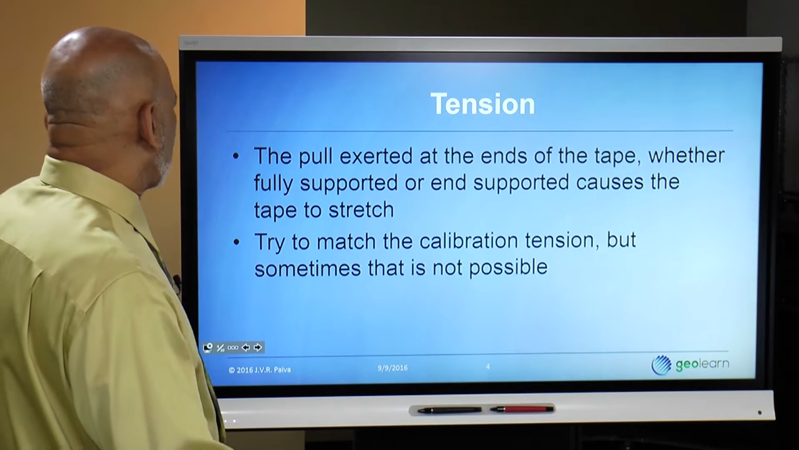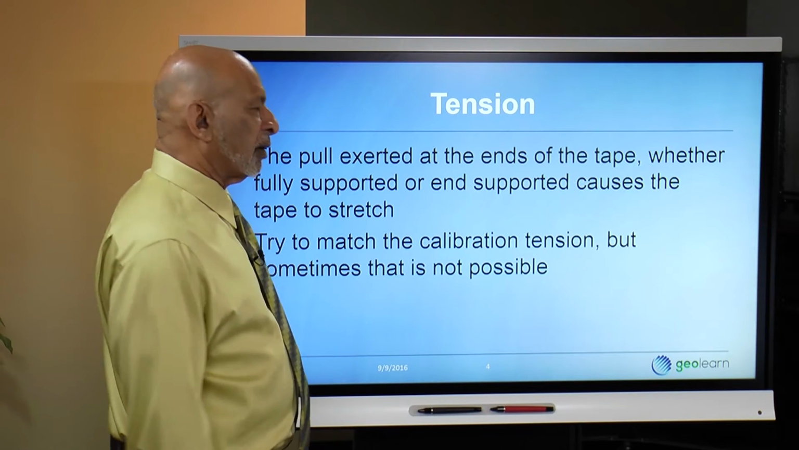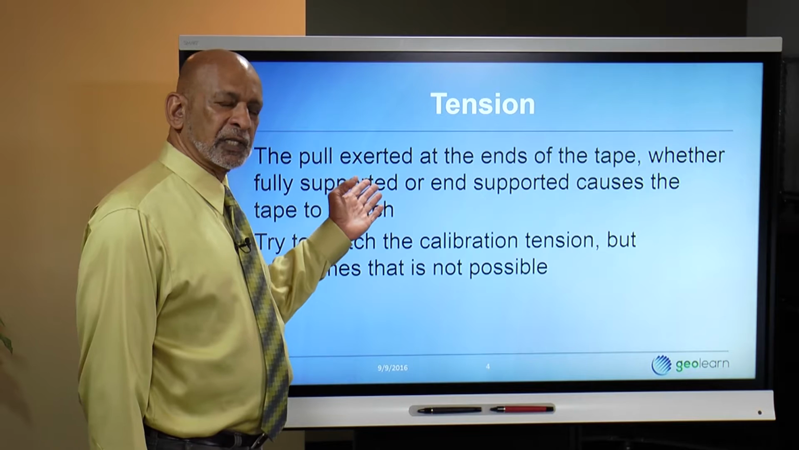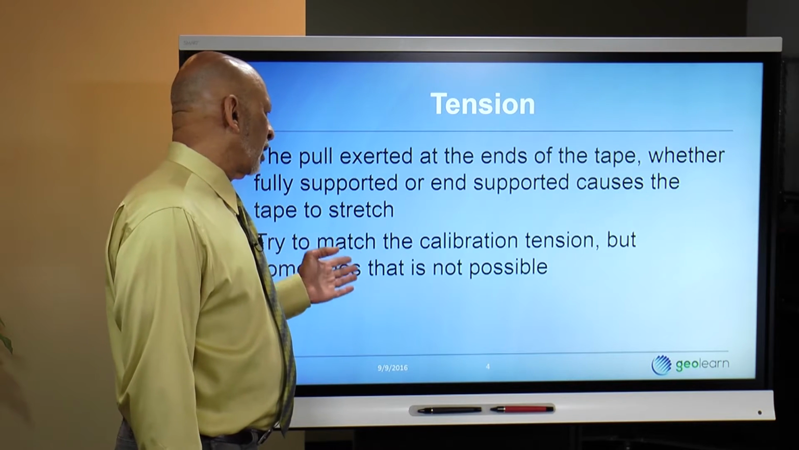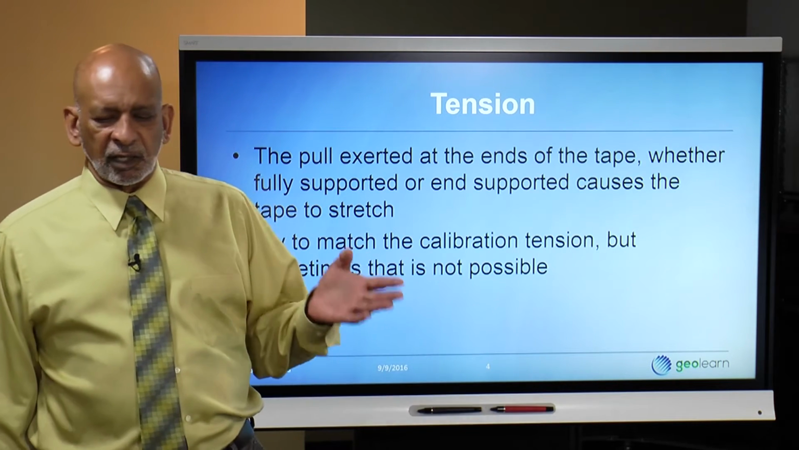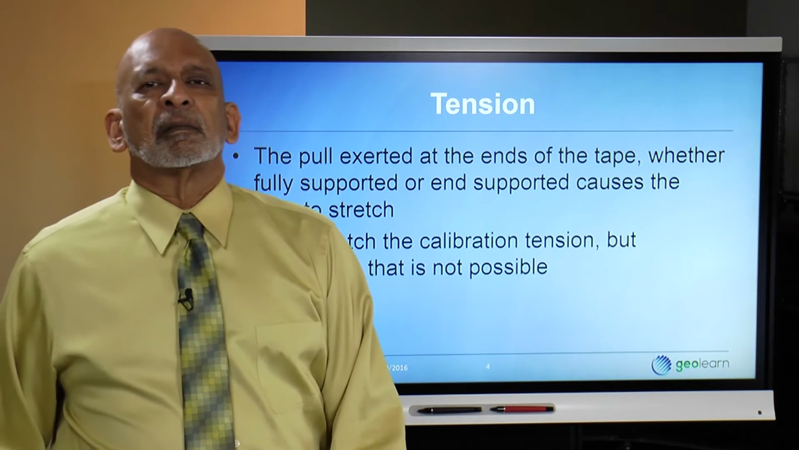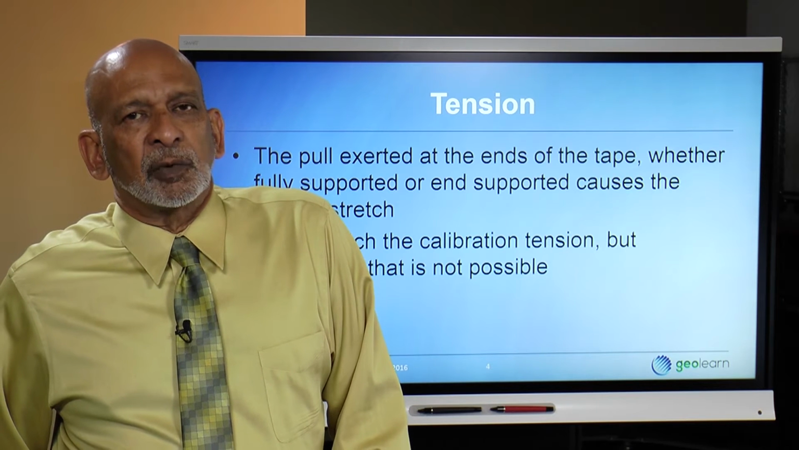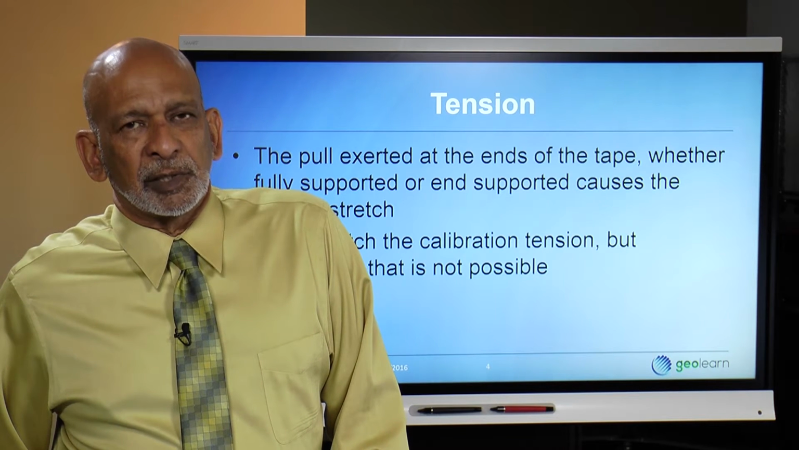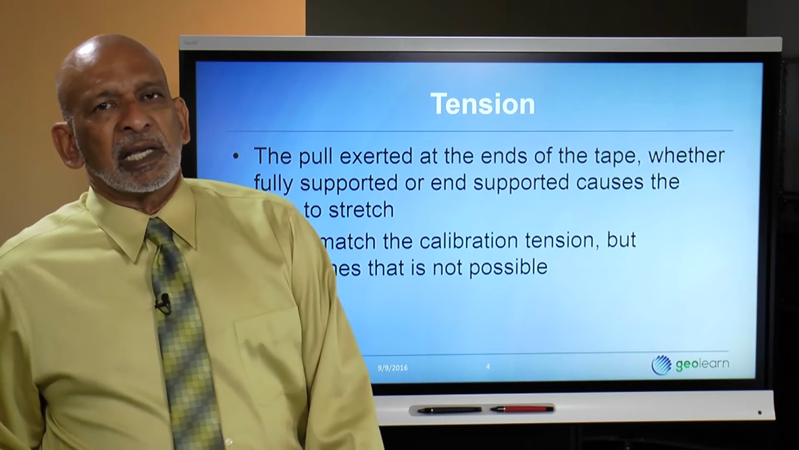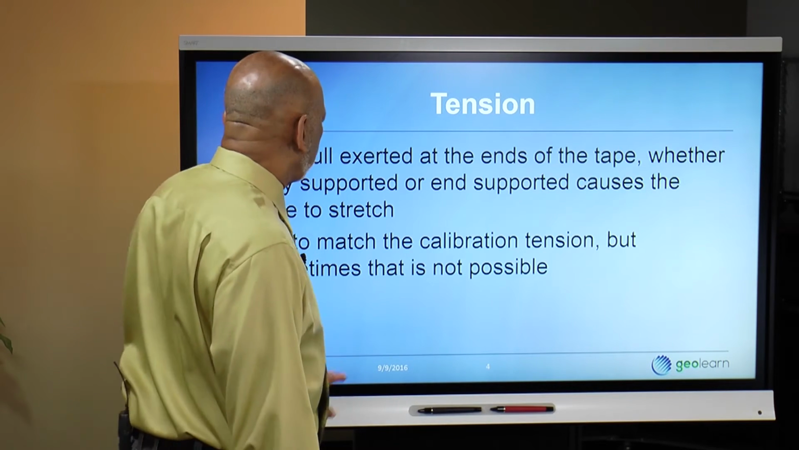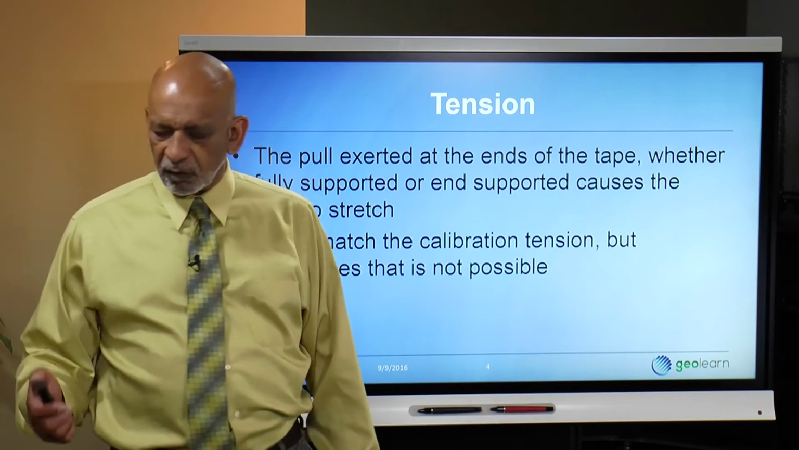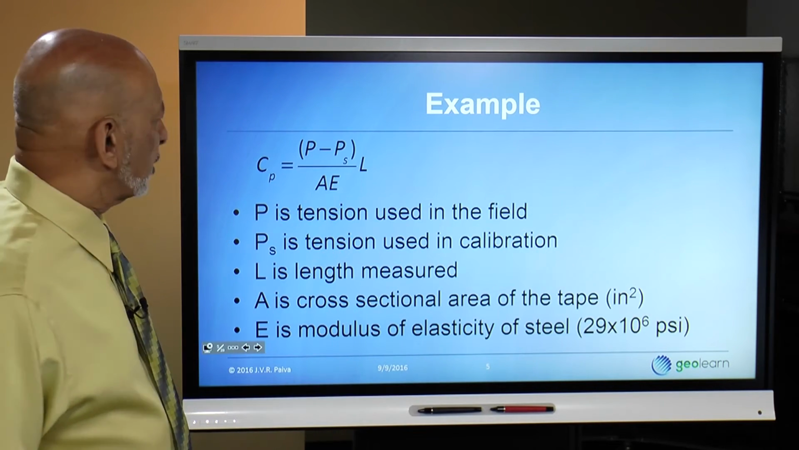So what happens is steel is an elastic material up to a certain point. So the harder you pull on this thin ribbon of steel, the more it's going to stretch. And this is a discussion of the fact that pulling on the tape does cause it to stretch. So there is an equation that can be used to calculate how much that stretch is, but the easy out is that you try to match the calibration tension so that it zeroes out. As you'll see from the equation, that's very clear.